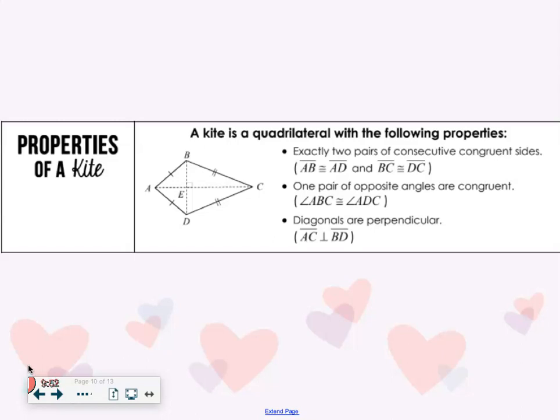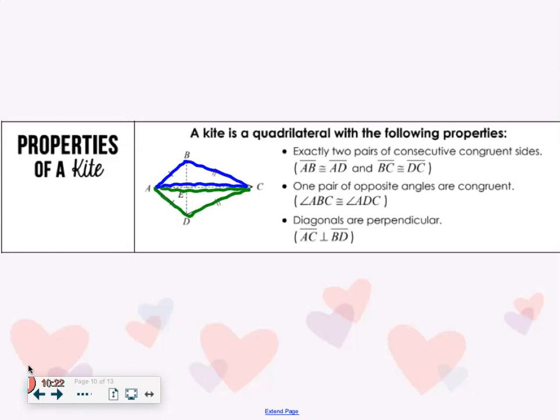You have 2 pairs of legs that are congruent, so like your small guys are equal, and then your longer sides are equal. These two angles are congruent. These opposite angles right there. And then your diagonals are perpendicular, so these angles in here are 90.